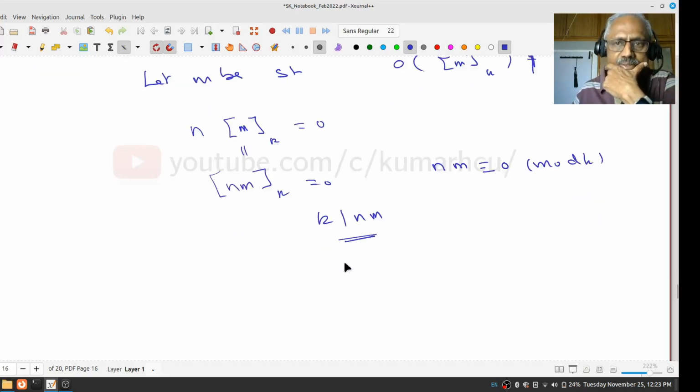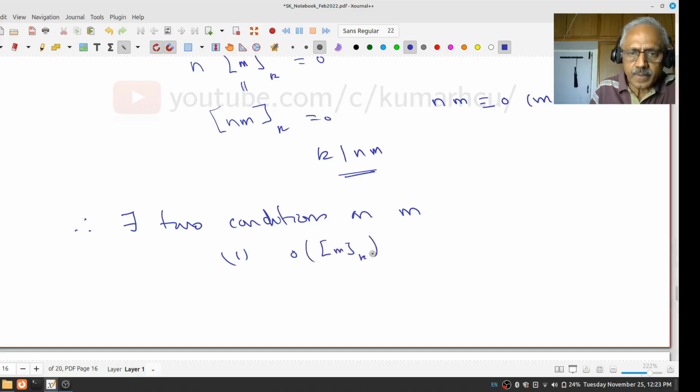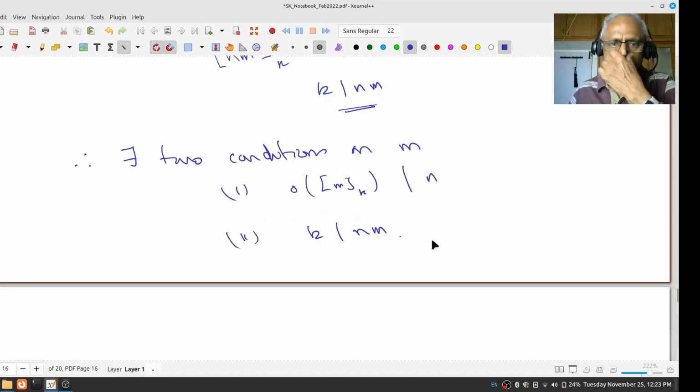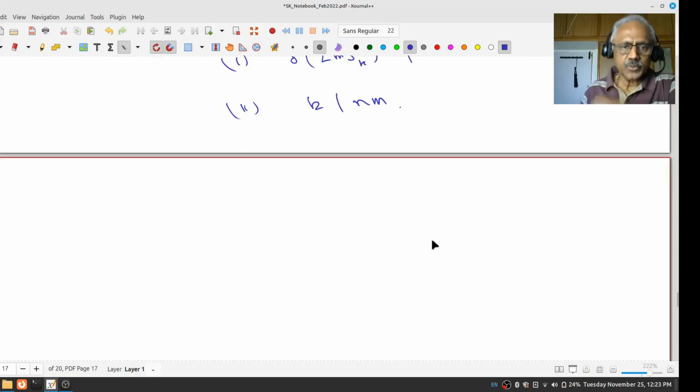You follow that? Right? So there are two conditions on m now. One, the order of m divides n. Two, k divides n times m. Okay. Suppose we found, suppose m satisfies both conditions.